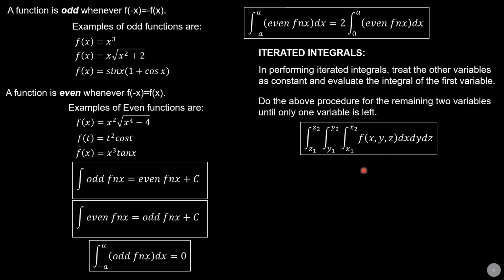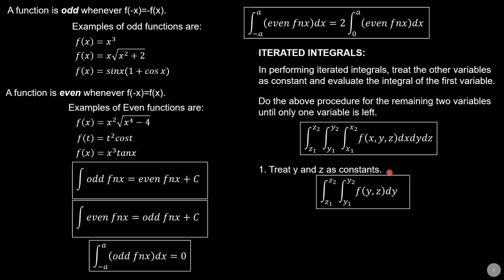The remaining function will be a function of y and z, and we have dy dz. So next, treat z as constant after the second iteration, because we have reduced the function to just two variables, and since it is y that is the next variable to be considered, that means we have to treat z as constant.